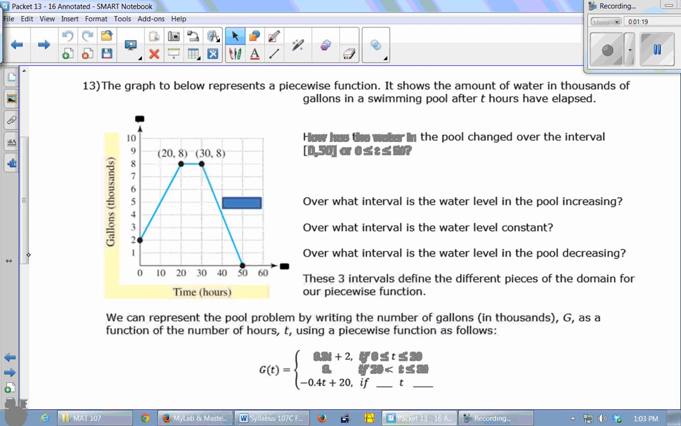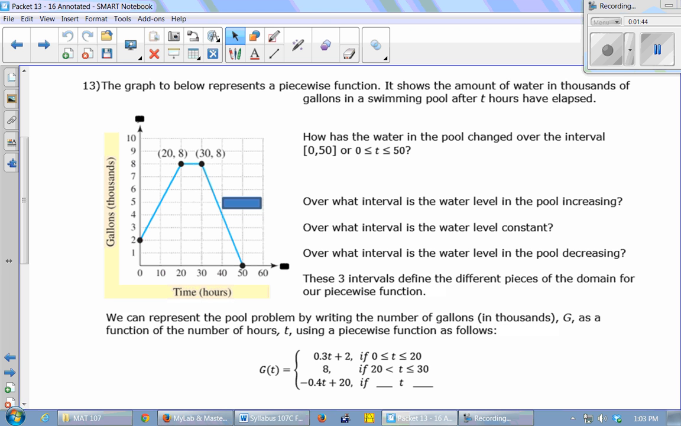So here's a simple function. The graph shows the amount of water in thousands of gallons in a swimming pool after t hours have elapsed. How has the water in the pool changed over the interval t equals 0 to t equals 50? What's happening to the water level in this pool?